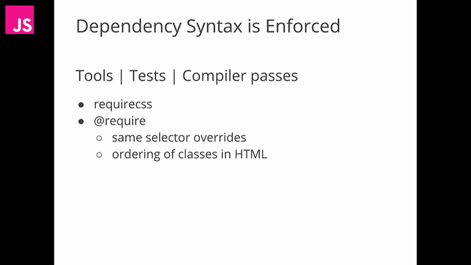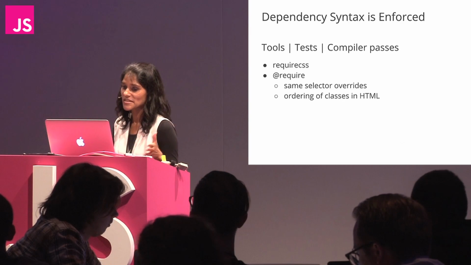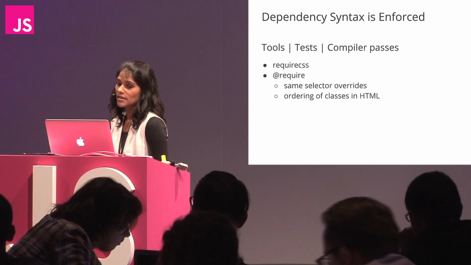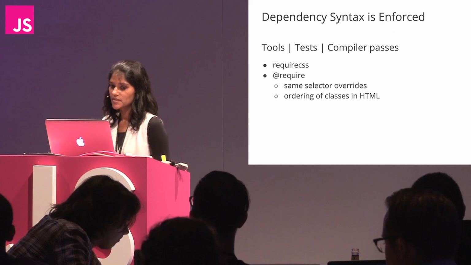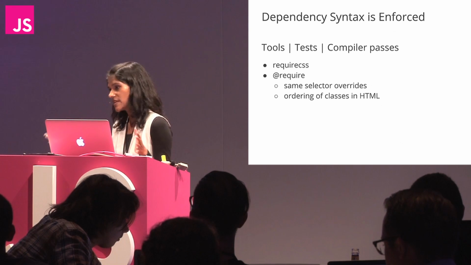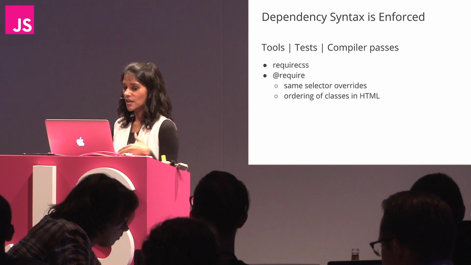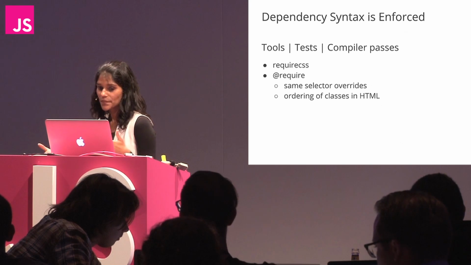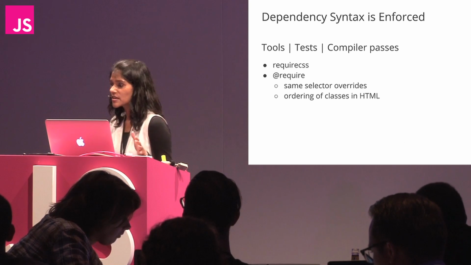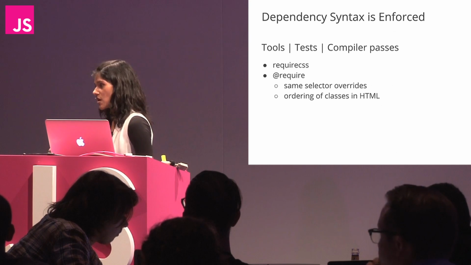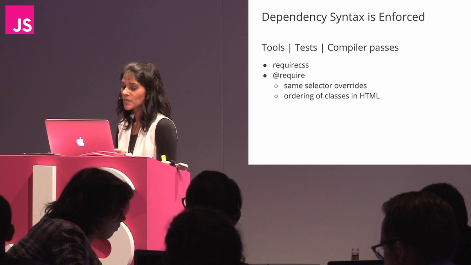Oh, and by the way, we don't just rely on developers to do the right thing here in terms of adding the dependency syntax. We actually do enforce it. And this is using tools and tests and compiler passes. So for require CSS, we have tests that create maps out of the CSS namespace classes, and the test will fail if you're missing a require CSS, basically. And similarly, for the @require, we have compiler passes that enforce some things. Like you cannot simply keep overriding the same selector in multiple contexts. Like you can't just say .foo and then again .foo, and et cetera.